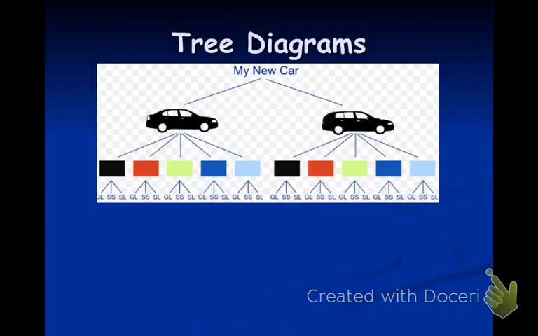Once you've made that second choice, your third choice is the trim on the car. You can get the GL, the SS, or the SL. Usually the different trims mean different things the car includes, whether it has leather or it's higher end or lower end.